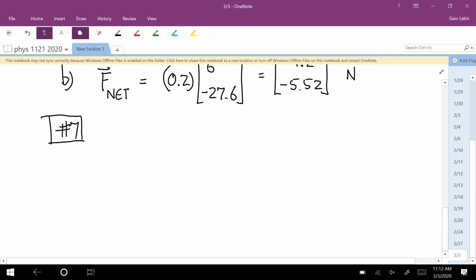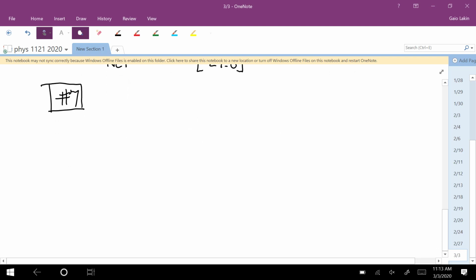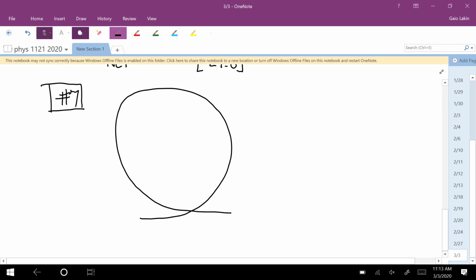Okay, so a motorcycle makes a loop-de-loop on a circular path with a radius of 2 meters. At the top of the circle, the speed isn't changing. So here's the motorcycle. Presumably there's a person on this motorcycle, but that would just make it harder to draw. So there it is, and it's going this way.